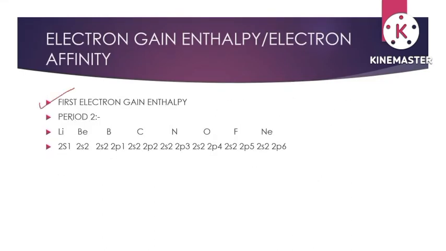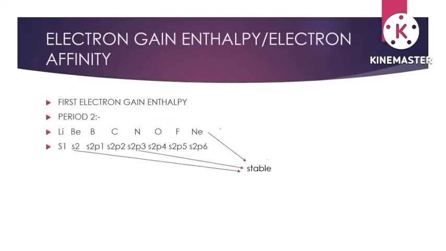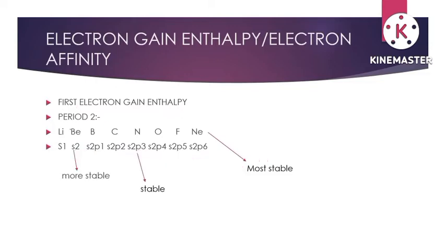In period 2, we can see lithium has 2s1 configuration, beryllium has s2, boron has s2 p1, carbon has s2 p2, nitrogen has s2 p3, oxygen has s2 p4, fluorine has s2 p5, and neon has s2 p6. Now among these, neon, nitrogen and beryllium are stable, and among these also neon is the most stable, nitrogen is the stable, and beryllium is more stable than nitrogen.